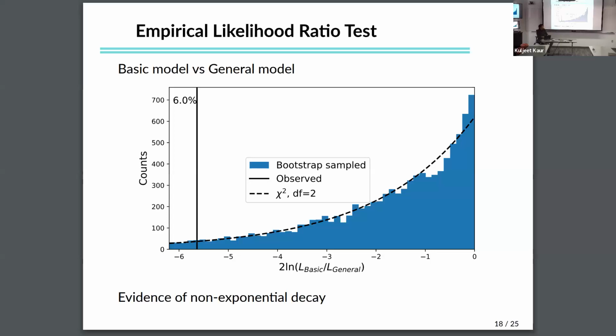So the way we do this is we generate this bootstrap histogram, and then look at where the actual likelihood ratio statistic that we observed in the experiment falls. The farther it falls out in the tail, the more confident we are that we can reject the basic model and say that the general model is a better fit. So here we just ran the numbers, we got 6%, which can be interpreted as a p-value. So with a p-value of 6%, we reject the basic model and say that the more general model is a better fit. This is how we really think about evidence of non-Markovian behavior in the experiment.